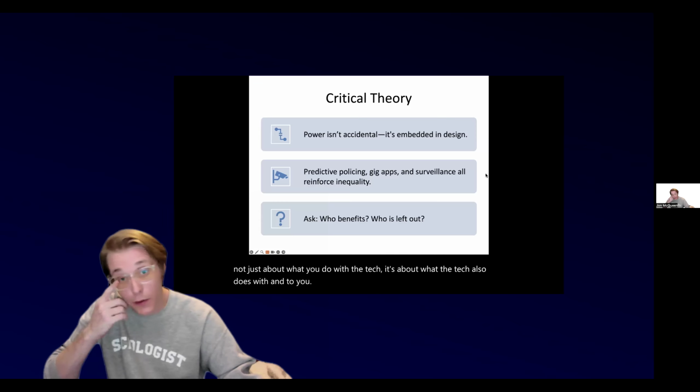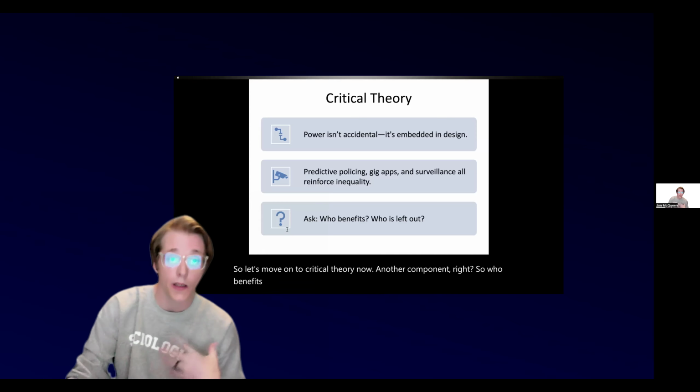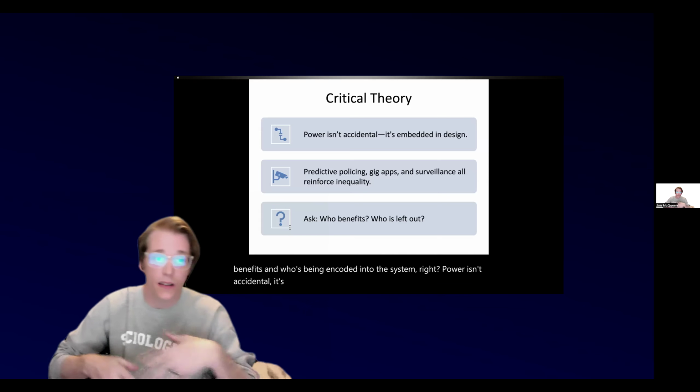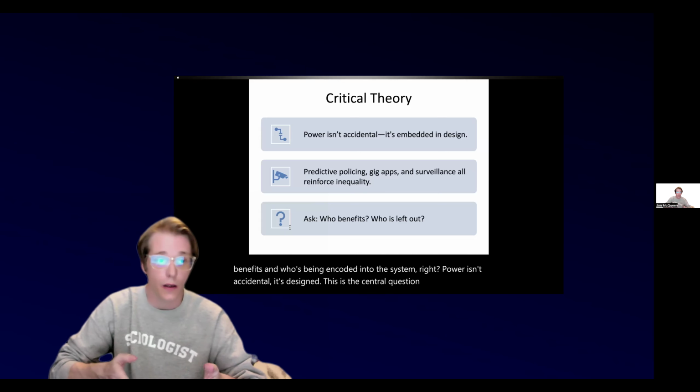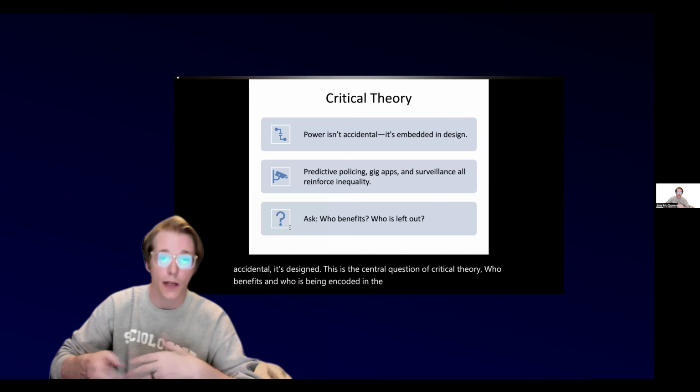So let's move on to critical theory now, another component, right? So who benefits and who's being encoded into the system, right? Power isn't accidental, it's designed. This is the central question of critical theory. Who benefits and who is being encoded in the system? Especially as applied to technology.